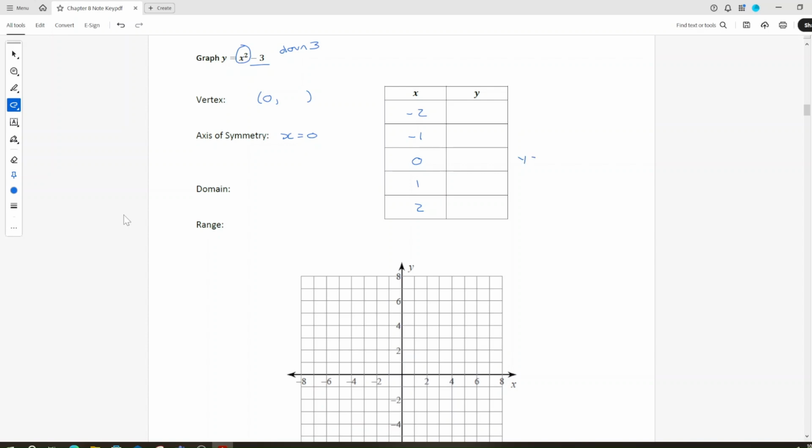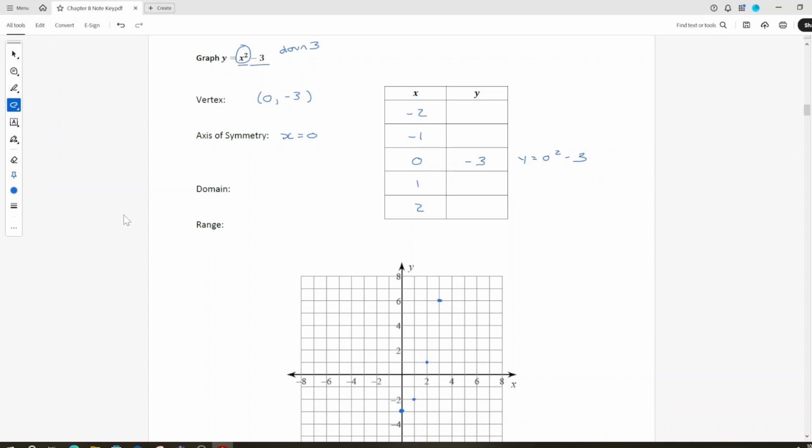So if I plug in 0, I get 0 squared minus 3, which gives me minus 3. I would have a vertex at 0, negative 3, which some of you might have been able to tell just by looking at the equation. The x value of the vertex is 0, the y value of the vertex is negative 3. That would give you a point down here at 0, negative 3. Now again, from here, if you understand the shape of the parabola, you can go over 1, up 1, over 2, up 4, and you could even go over 3 and up 9.